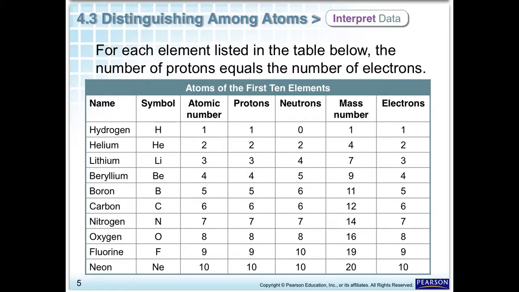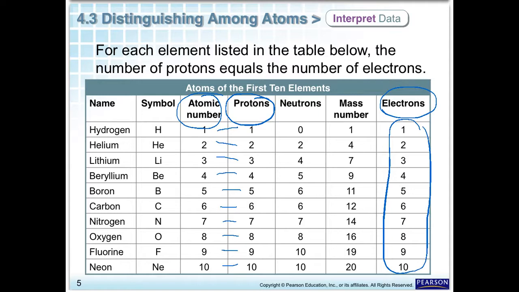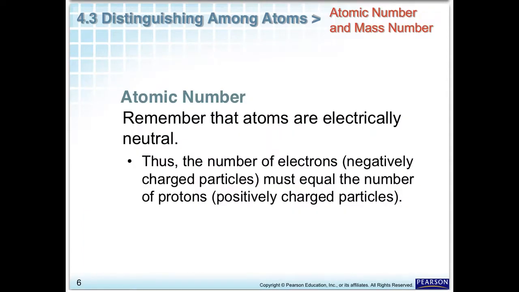So here's a summary of the first 10 elements on the periodic table, and you can see that the atomic number is equal to the number of protons for every element here. The other thing that we notice, when we skip over to the last column, the number of electrons, is that it is also the number of electrons. The reason that the number of electrons equals the number of protons is that atoms are electrically neutral. That means overall they have neutral charge, and so the number of negative electrons must equal the number of positive protons.